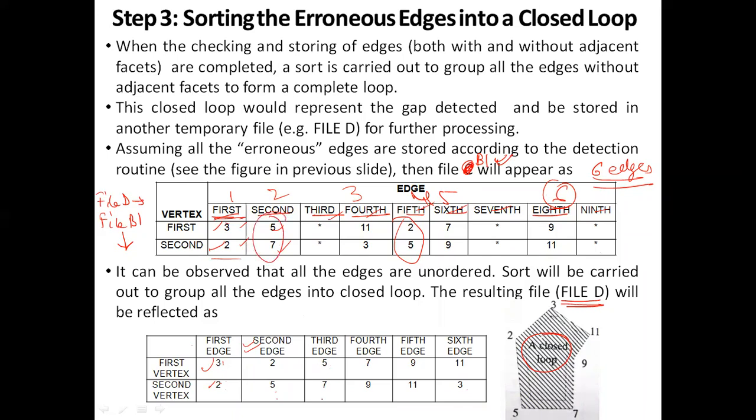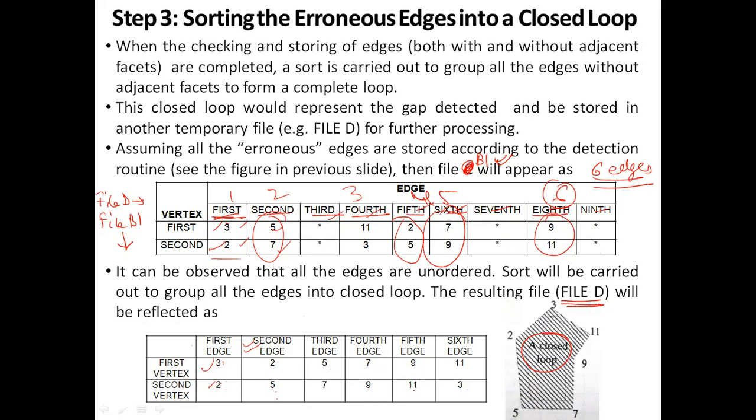So 5 and 7. Now 7 becomes the second vertex of the third edge, so it becomes the first vertex of the fourth edge. So now I take this value 7 and 9. So 9 is the second vertex of the fourth edge, so it becomes the fifth edge's first vertex. So that is over here. So 9 and 11 has been taken over here.